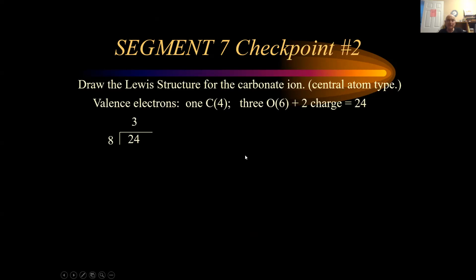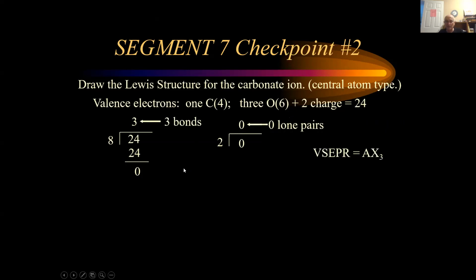Let's do the math. Okay, if I divide 8 into 24, I get a 3. The remainder is 0. Kind of trivial, but I want to do the math. 0 divided by 2, I get 0. So this is just an AX3. It's got 3 bonds and no lone pairs. It's AX3. So again, not only does carbonate have this structure, every molecular ion that has 24 valence electrons has this shape as well. So this is really powerful.